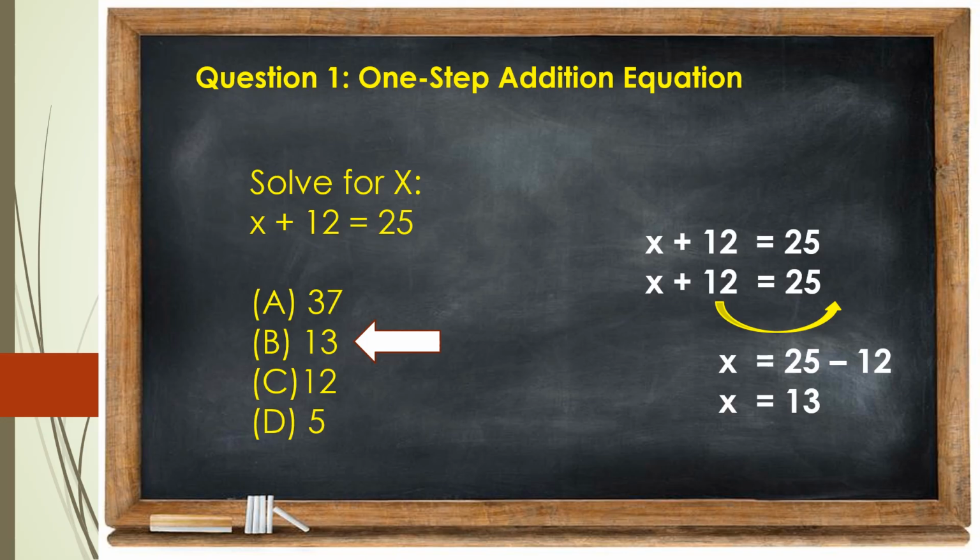So, positive 12 becomes negative 12. Our equation becomes x equals 25 minus 12. 25 minus 12 gives us 13. Option A is a trick because if you accidentally added 25 plus 12, you would get 37. Always do the opposite action when crossing the equals bridge. Letter B is correct.